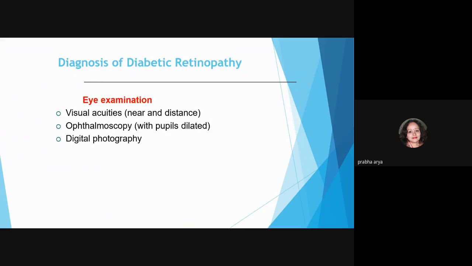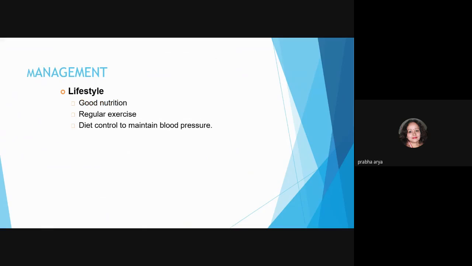Diagnosis of diabetic retinopathy is done to check the vision in diabetic patients by visual acuity, ophthalmoscopy, and digital photography. Management: if diabetes has happened, then what procedure and what precautions a person has to take.